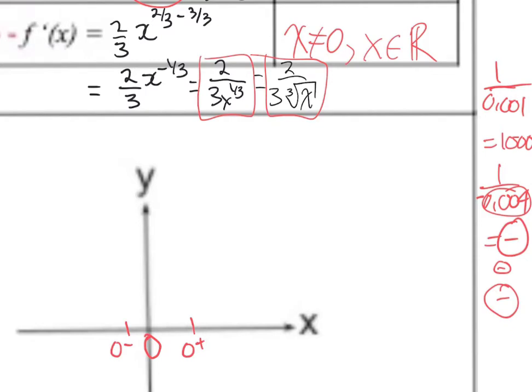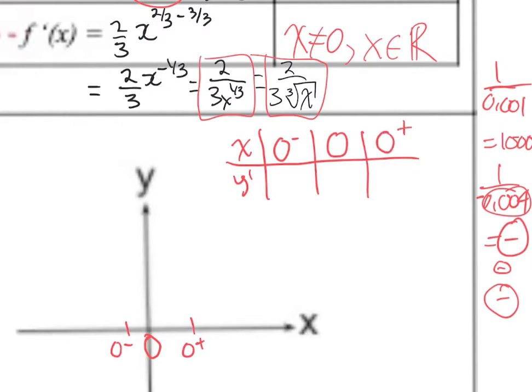Think of 0 on the positive side as 0.0001, something like that. Okay, so let's make a table. This is for x and then y prime, the derivative. What we're going to do is check the value of the derivative on either side of 0. The first one is 0 on the negative side, then I'm going to sub in 0, then 0 on the positive side into the equation right here.